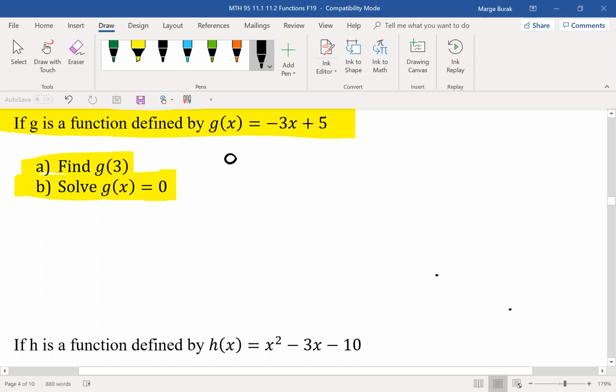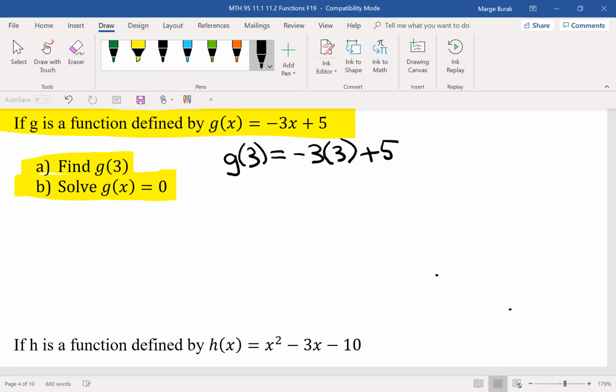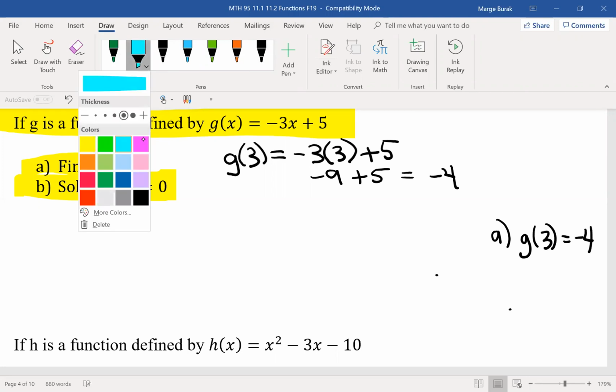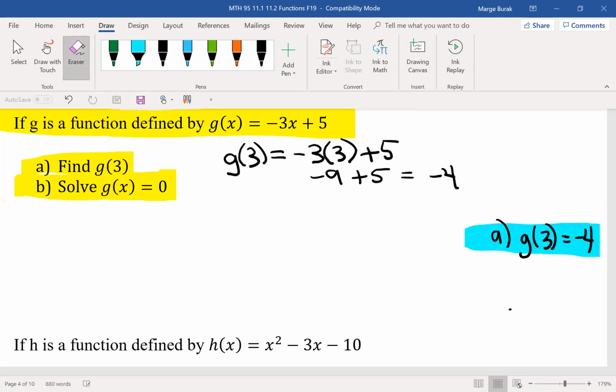So g of 3 means we want to put 3 in, so negative 3 times 3, or negative 9 plus 5, which is negative 4. So g of 3 equals negative 4. Okay, it's part of our answer. And then let's do B, where we have g of x equals 0.